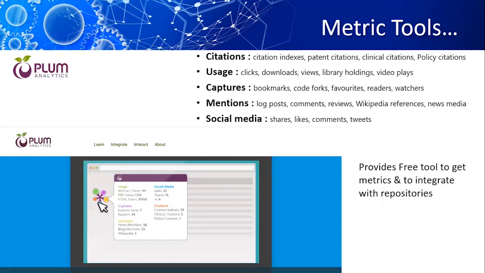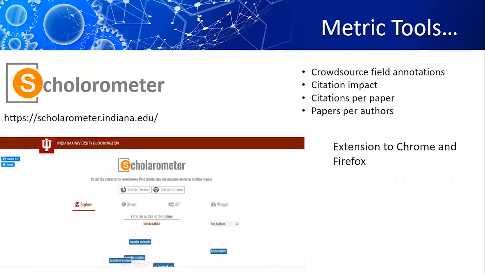This, as I mentioned, provides a free tool which you can use on your article databases and repositories. And now I'm moving to another metric tool, that is Colorimeter. It's a small extension to Chrome and Firefox. Using this, you can generate the crowdsourced annotations and citation impact, citations per paper, papers per author. This is a free extension you can download and install on your web browsers.